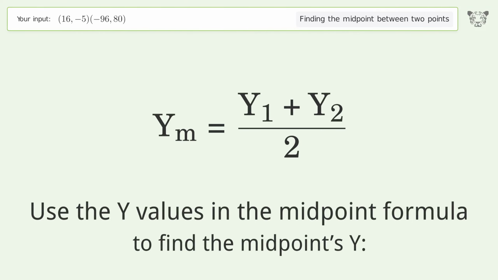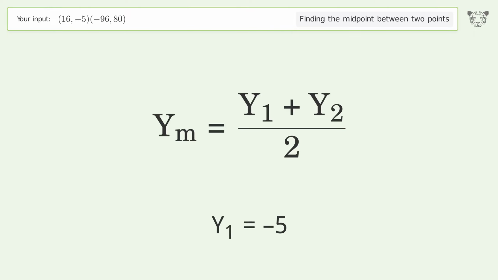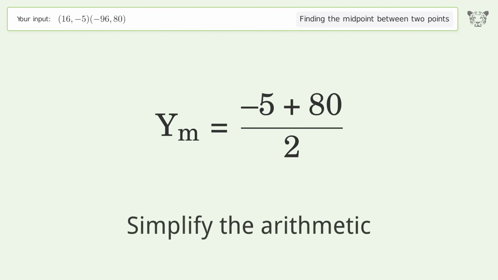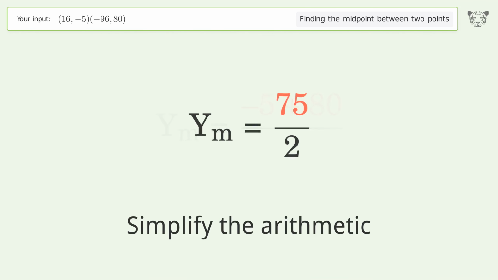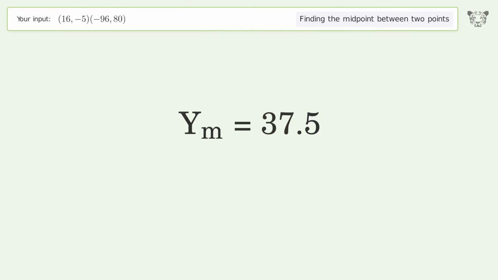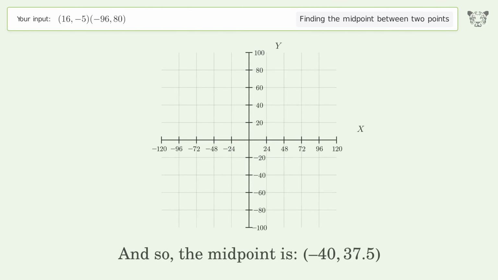Use the y values in the midpoint formula to find the midpoint's y. y1 equals -5. y2 equals 80. Simplify the arithmetic. And so, the midpoint is -40, 37.5.